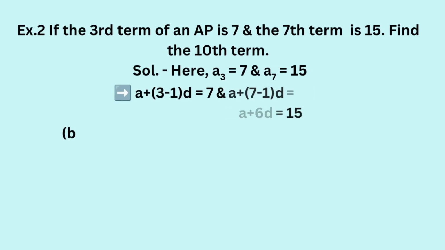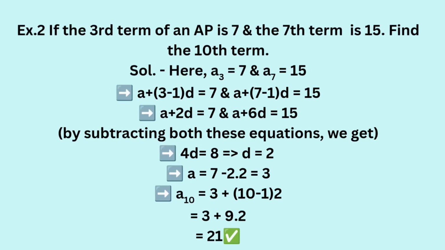Now for a slightly tougher one. Here the third term is equal to 7 and the seventh term is equal to 15. So a + 2d = 7 and a + 6d = 15. Solving this, we get a = 3 and d = 2. Therefore, the 10th term a10 is equal to 21.